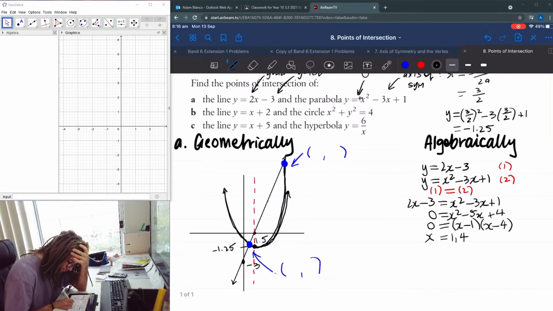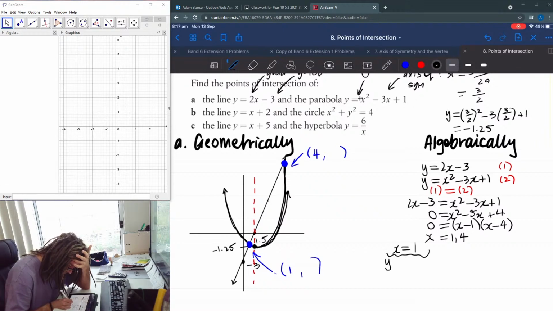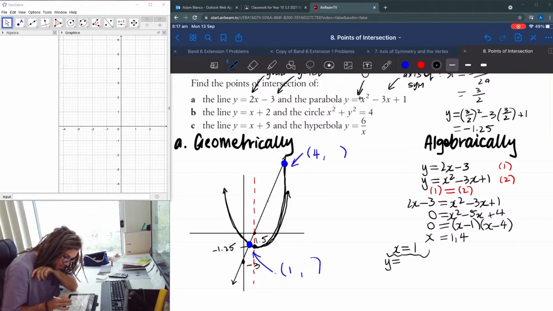Okay, so now I need to find my y values because these are points. I think it's really obvious which one's 1 and 4. So this one's going to be 4, and this one's going to be 1, because it's 1 and then 2, 3, 4. So I like to write it like this. When x is 1, y is equal to, now you have a choice. You can put it into either one you like.